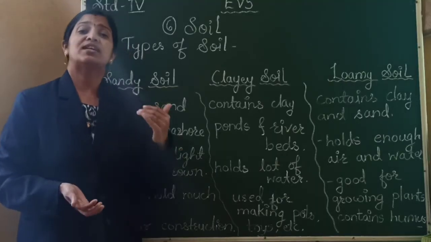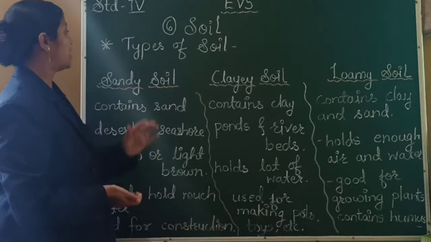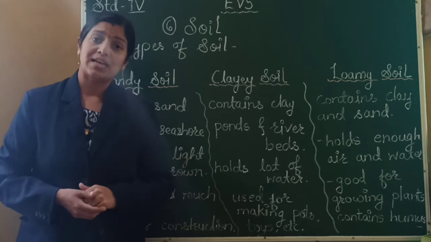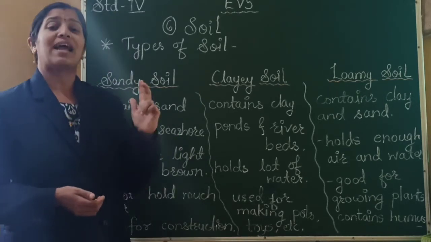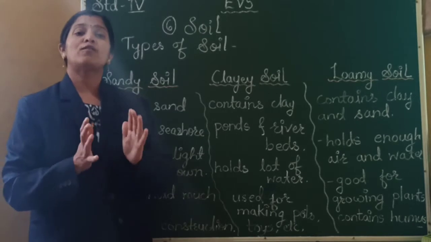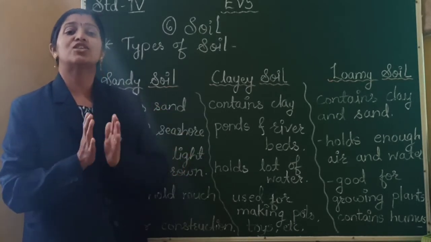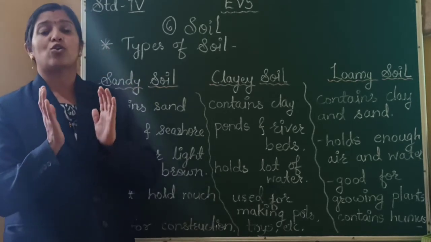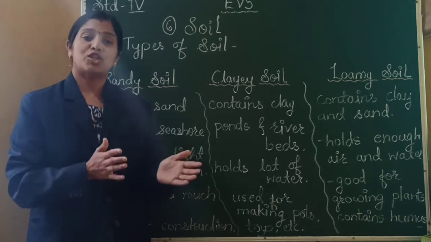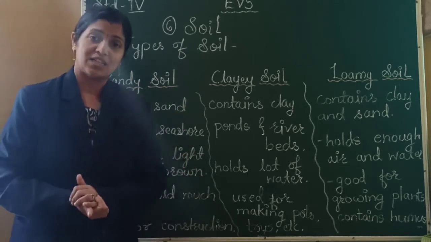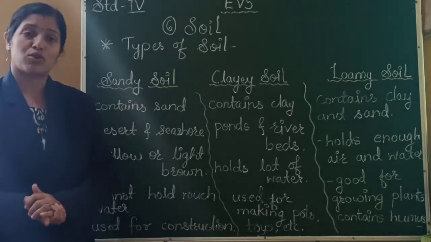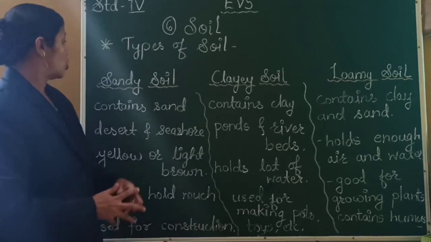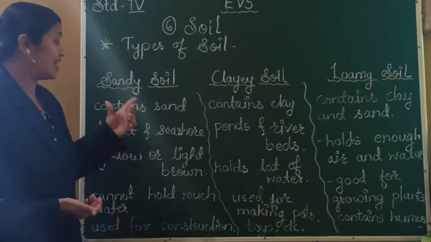Now let us move to the next point of the lesson, that is types of soil. So students, there are 3 types of soil, that is sandy soil, clay soil and loamy soil. The soil found on the entire earth is not the same. The characteristics or properties of the soil keep changing from one place to the other. So as I told you, there are three types of soil, and now we are going to discuss these three types in detail. So first we will discuss the sandy soil.